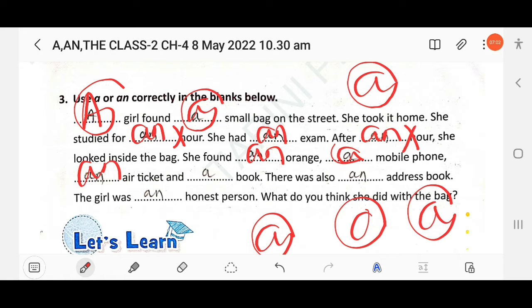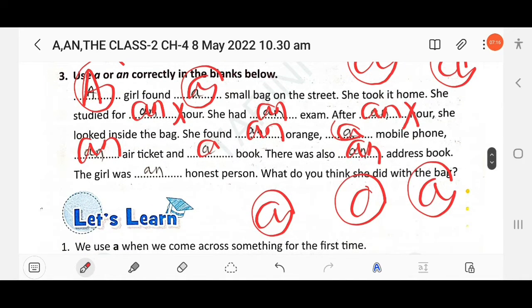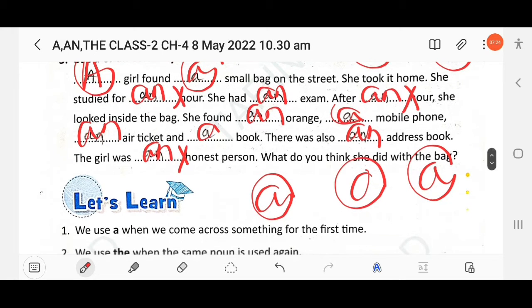So here the vowel sound is a. And a book. So there is also an address book. That means the pronunciation is a vowel sound. Okay, vowel sounds. So there is also an address book. The girl was honest, not honest, honest. Okay, so here the h is silent, honest. So you have to use an. What do you think she did with the bag?